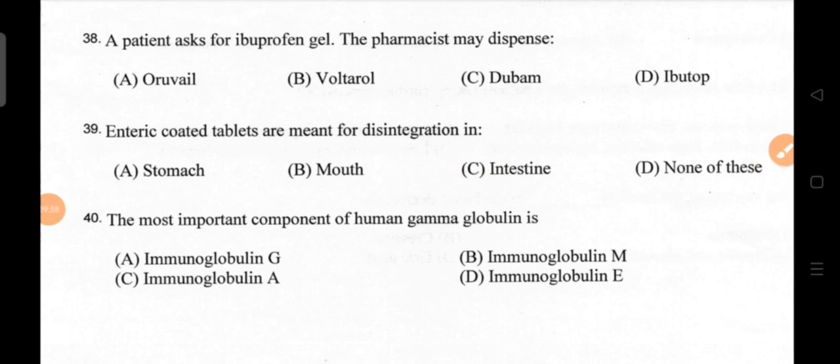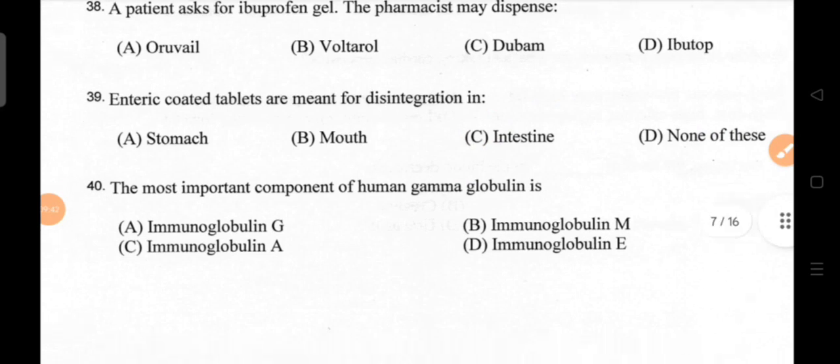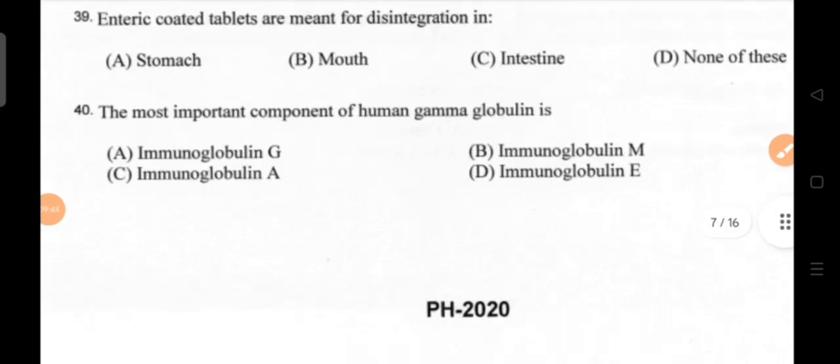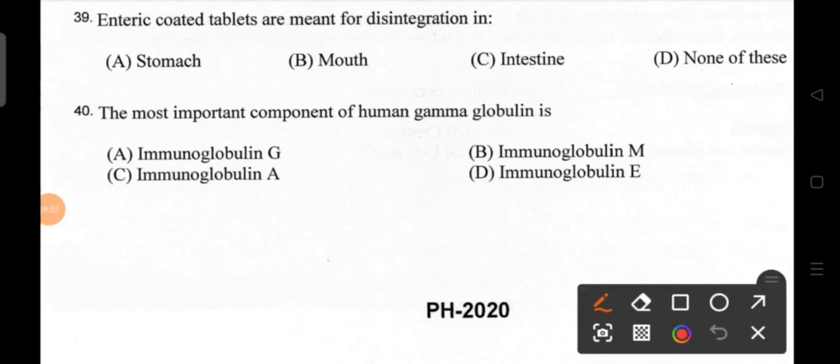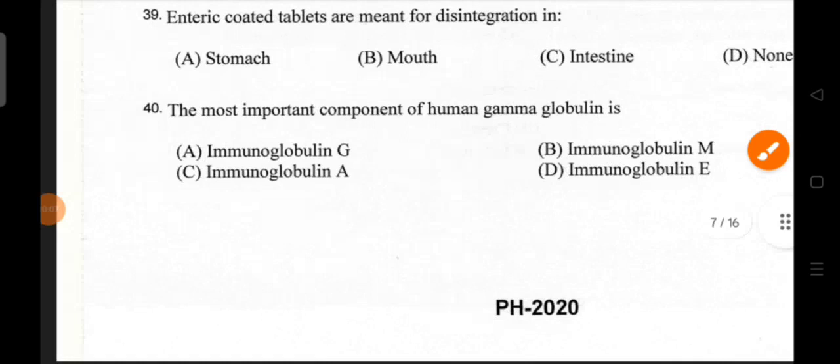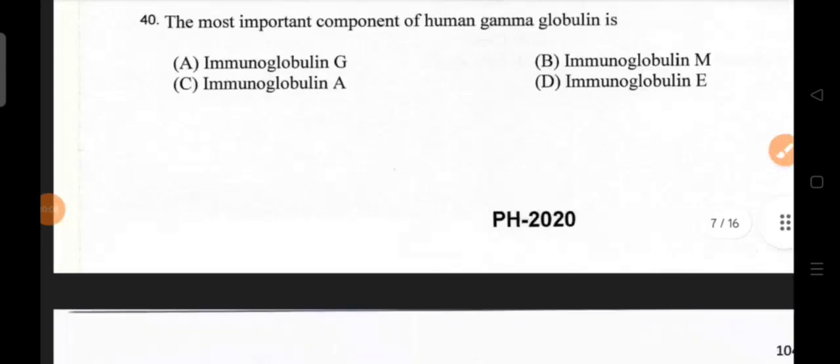So next, question number 40. The most important component of human gamma globulin is? IgG. G for gamma. So this will be the answer. IgG. Option A.